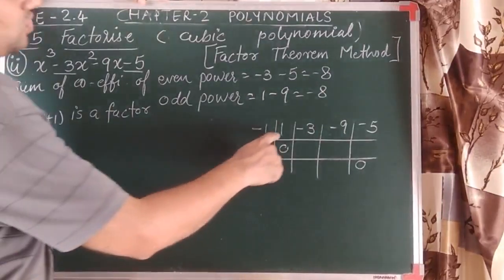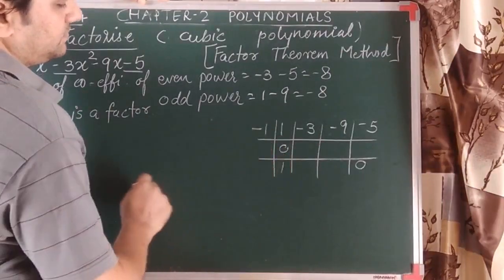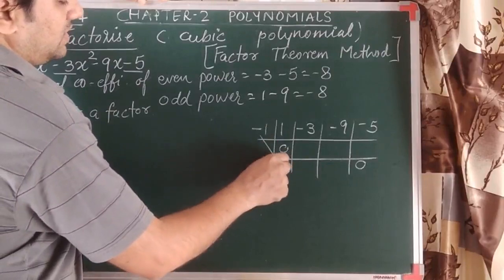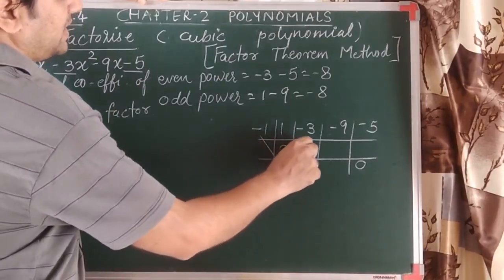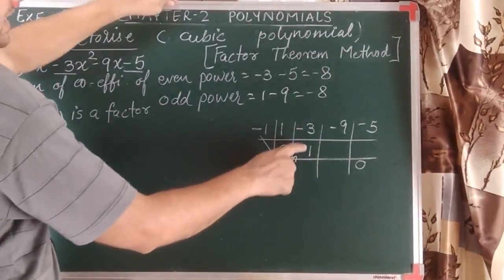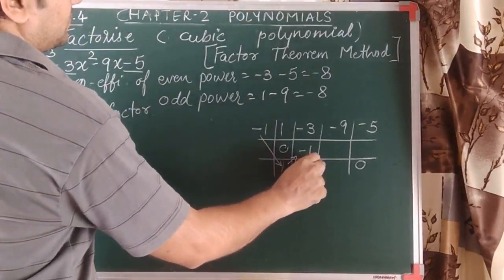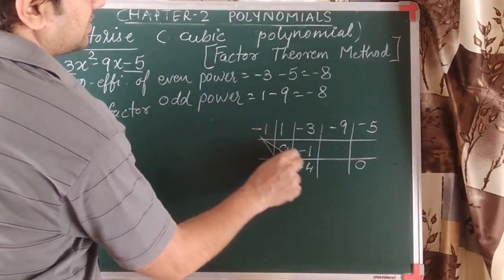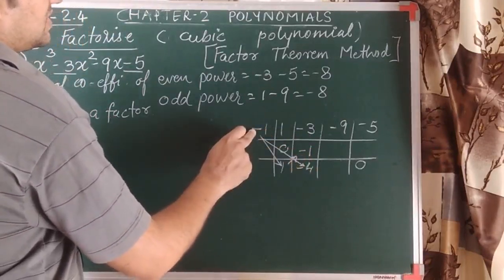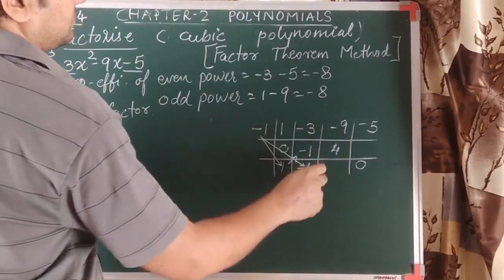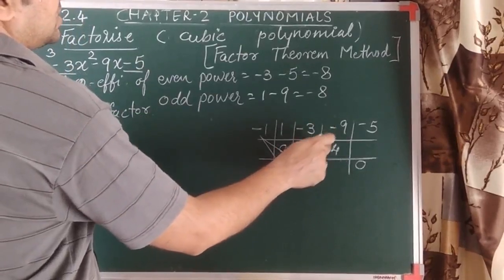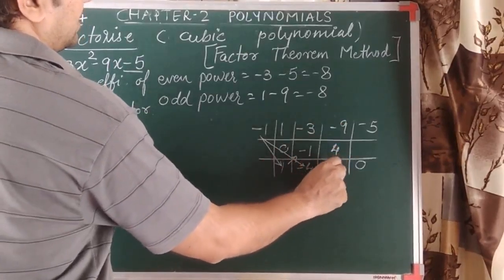Fine. Now add these two: 1 plus 0 is 1. Multiply this: 1 ones are 1, plus -1. Both are negative, so it must be addition: -3 -1, so it is -4. This value again multiplies with 1: 4 ones are 4, minus plus 4. Minus plus is subtraction, 9 minus 4 is 5, with the sign of the bigger term.